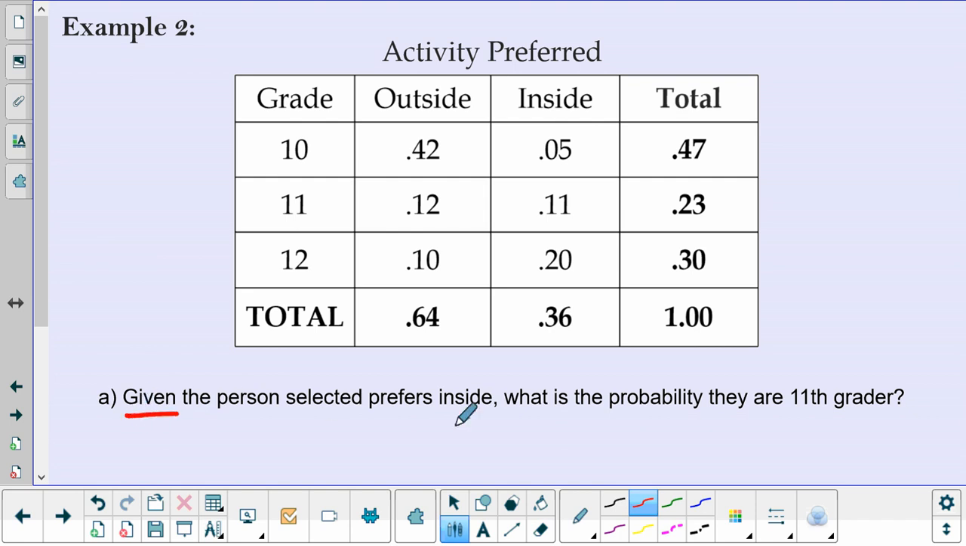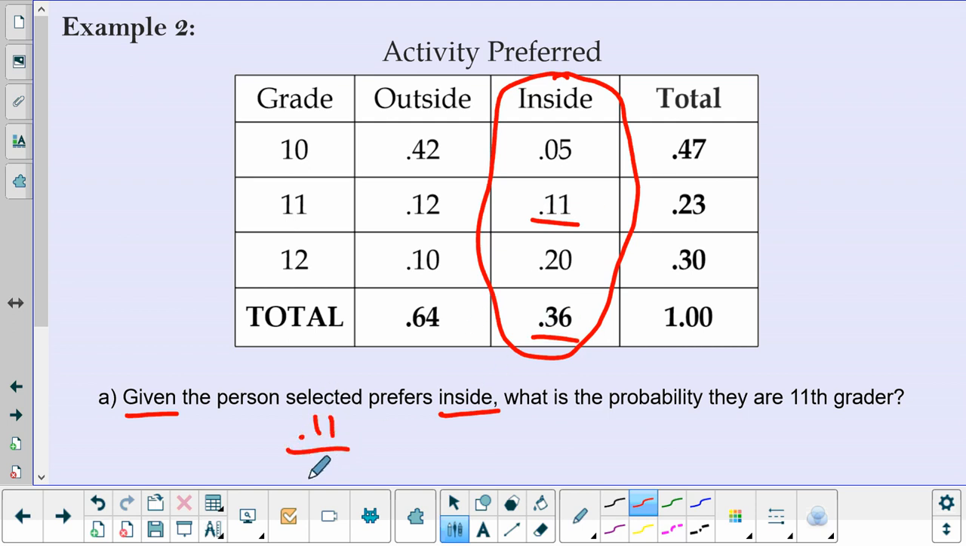So given the person selected prefers inside, that means that we are in this column. Given the person prefers inside, what is the probability that they are an 11th grader? That's 0.11. So here's my total. I've got 0.11 divided by 0.36. 0.11 divided by 0.36 is about a third. 0.306 there, if I use my rules of rounding.